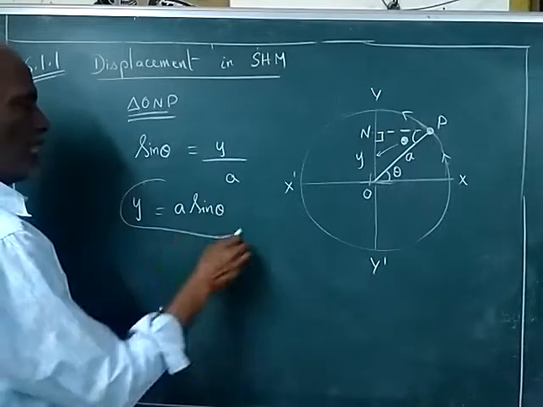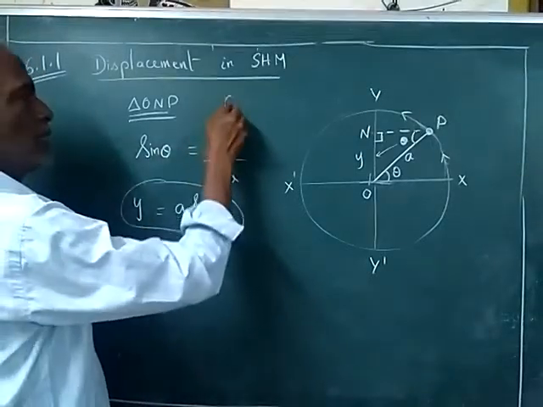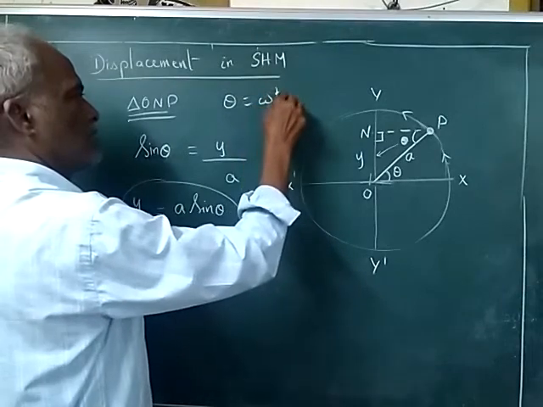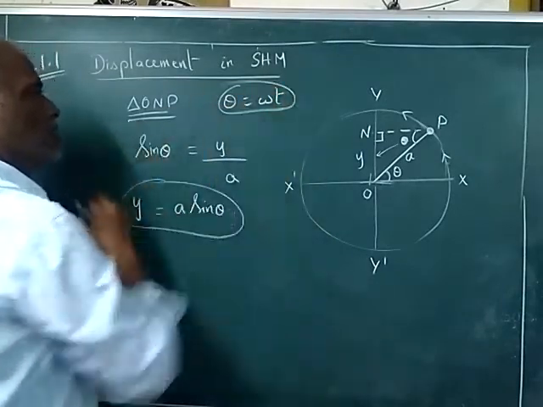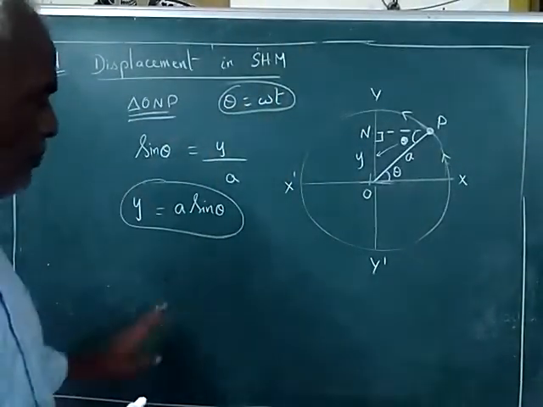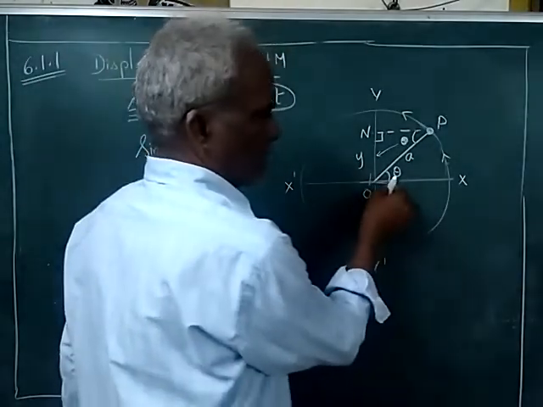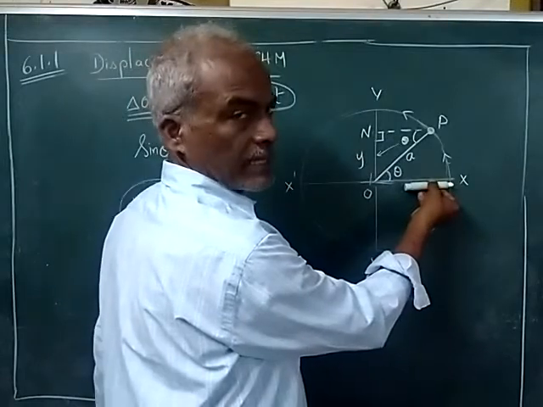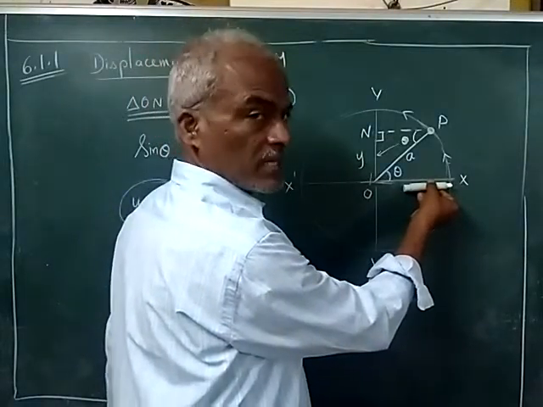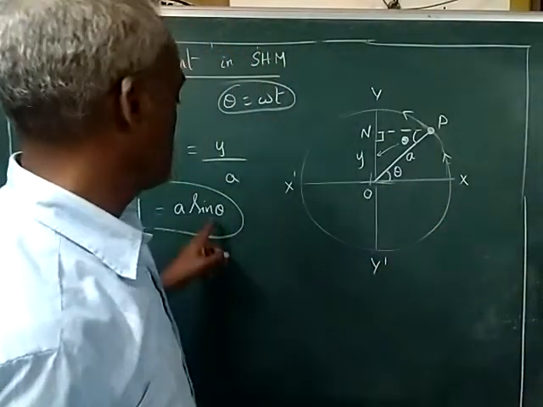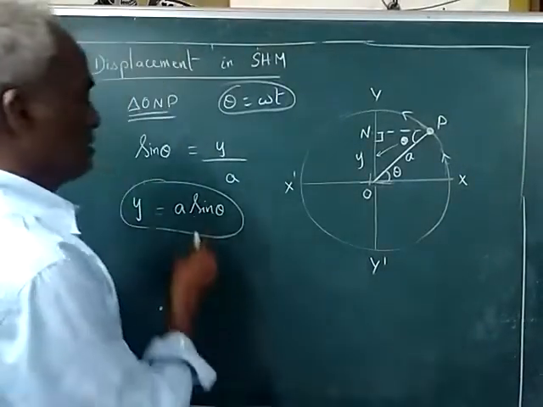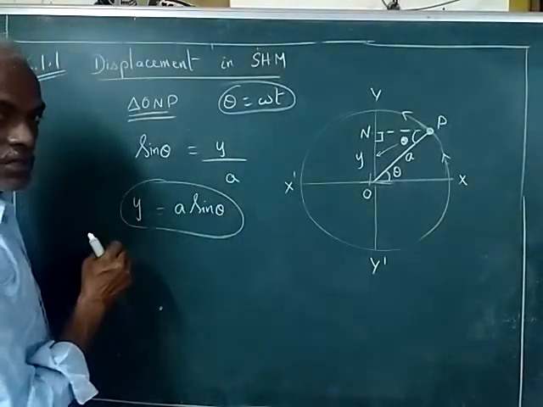And also we have a relation between theta and omega t, angular velocity multiplied by time. So theta is equal to omega t. Now if you carefully visualize, when theta is 0, it is along the x-axis. So the angle is 0. You all know that sine 0 is 0. Therefore, since this value is 0, y equal to 0.